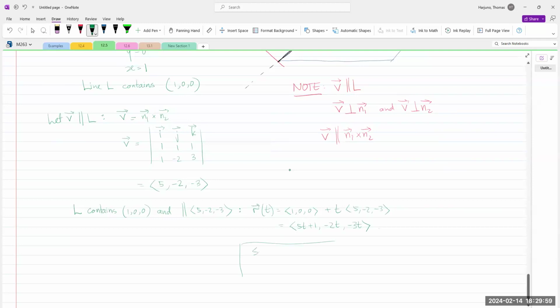How about the symmetric equation? The symmetric equation will be (x - 1)/5 equals (y - 0)/(-2) equals (z - 0)/(-3).